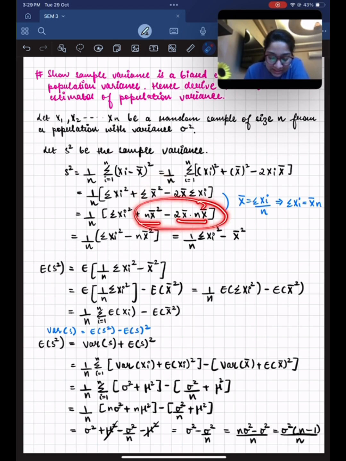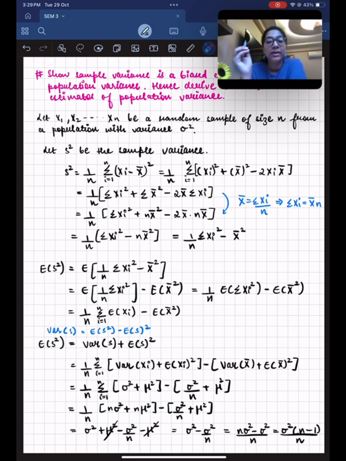We'll subtract this and we'll get summation xi square minus n x bar square, where this n will be cancelled by this n only for this term. So we'll be left with 1 by n summation xi square minus x bar square. Now we have the value for s square.